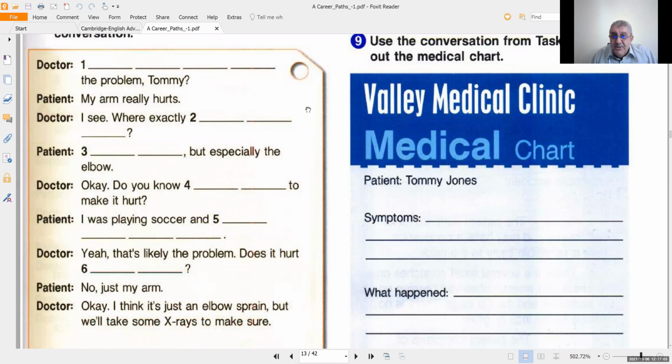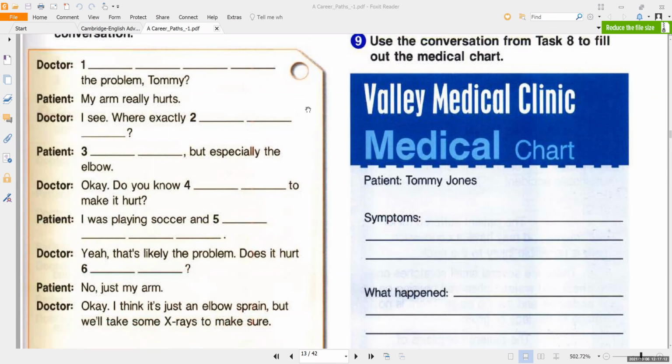Then I'm going to write the missing words. Listen carefully again, please, and we are going to write down the missing words. Listen, please.